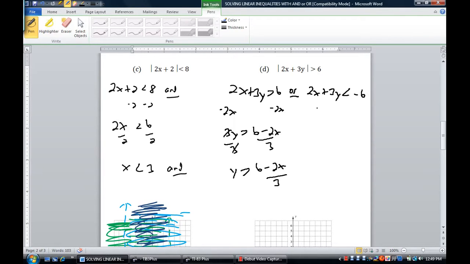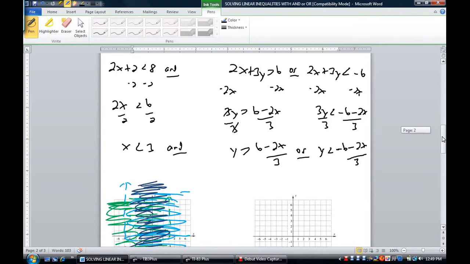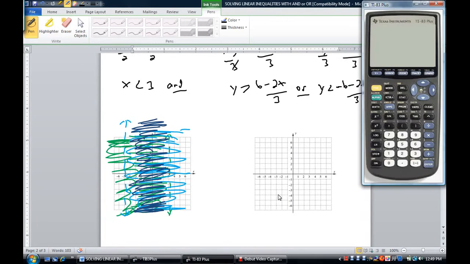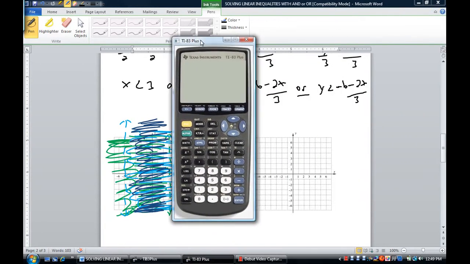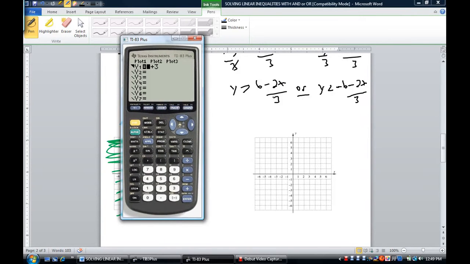Do the same thing over here. Subtract 2x. We get 3y less than negative 6 minus 2x. Divide both sides by 3. And we get y less than negative 6 minus 2x divided by 3. This is an OR statement. Now what we're going to do is take out our calculator and graph these. I'm going to move the calculator over here so we can see it. Notice I didn't care too much about how it looks. The only thing I have to remember is when I type in my calculator, use parentheses around the numerator.